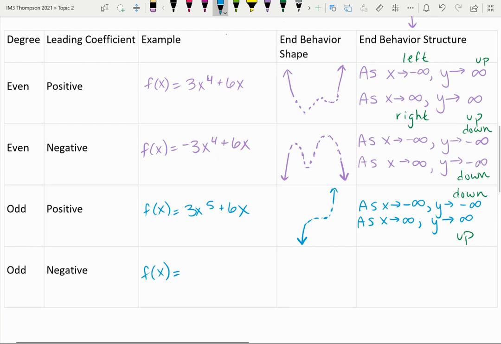All right, and then if I have a negative coefficient and an odd exponent, this will go up to the left. And I don't know what happens in the middle. It's not really my focus. But it'll go down to the right. Structure starts off the same.